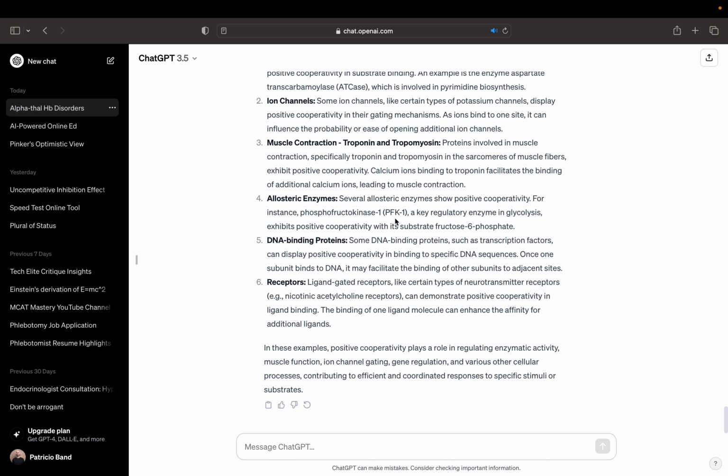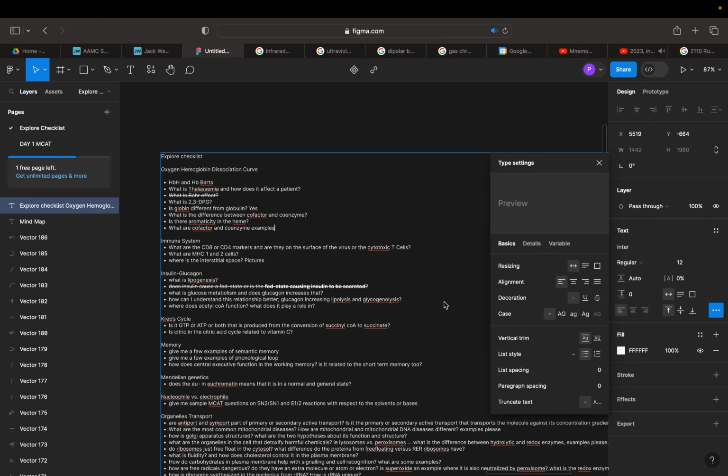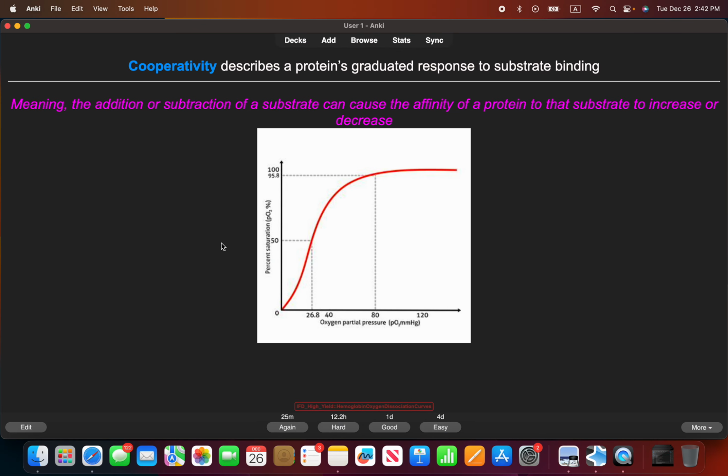And for allosteric enzymes, for instance, PFK1, a key regulatory enzyme in glycolysis, exhibits positive cooperativity with its F6P. Some DNA binding proteins, transcription factors, can display positive cooperativity in binding. Once one subunit binds to DNA, it may facilitate the binding of other subunits and receptors. Ligand-gated receptors, nicotinic acetylcholine receptors, can demonstrate positive cooperativity in ligand binding. The binding of one ligand enhances the affinity for additional ligands. Perfect examples. Amazing.